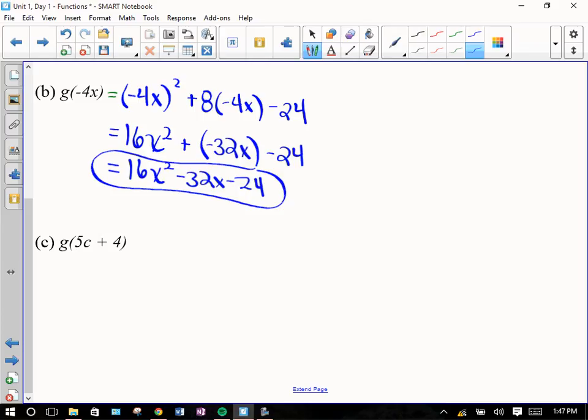Just to look at this example, so you have g of 5c plus 4. Again, you're just going to take 5c plus 4 and put it in for x. I'm not going to go all the way through this, but instead of x squared, you're going to have (5c plus 4) squared plus 8, and instead of 8 times x, it's going to be 8 times (5c plus 4) minus 24.